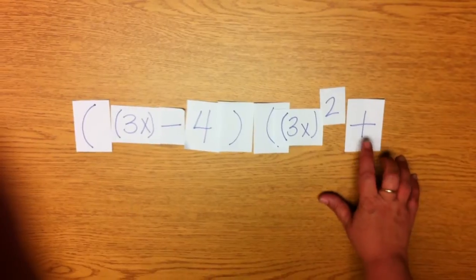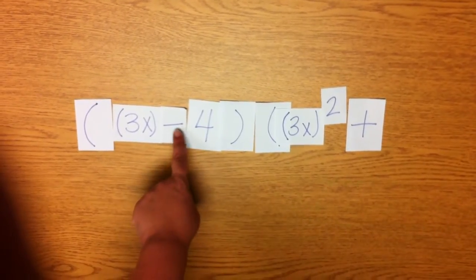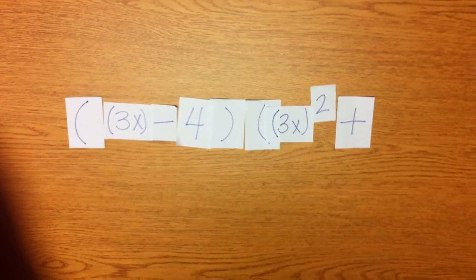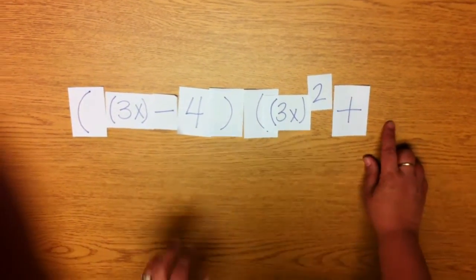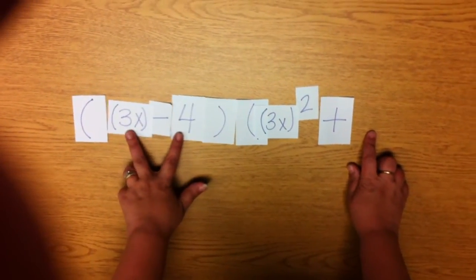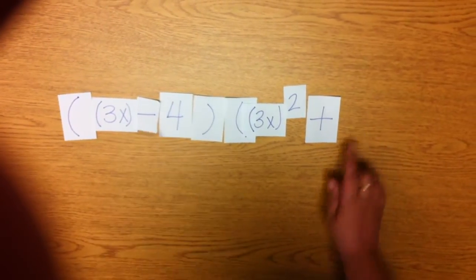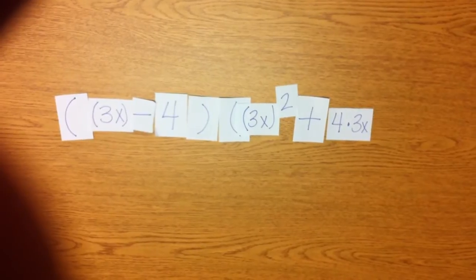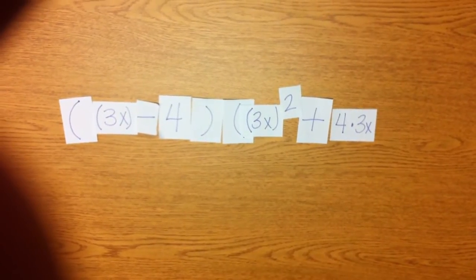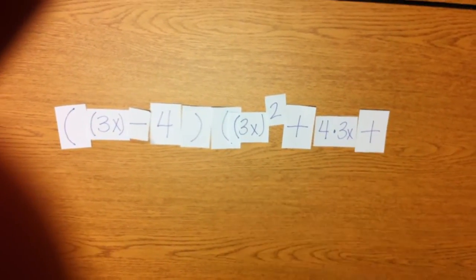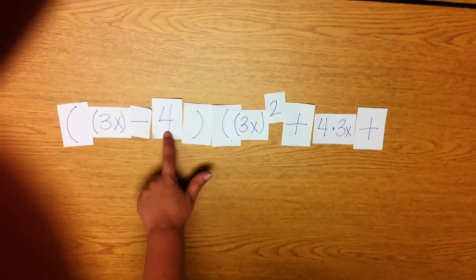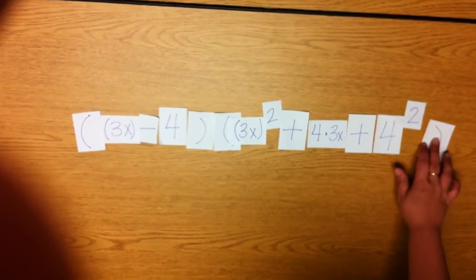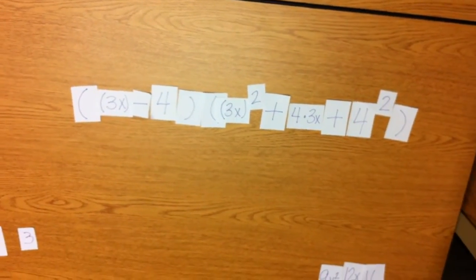Remember, the first sign in our trinomial is the opposite of the sign in the binomial. Our next term here comes from taking the product of 3x and 4. So I'm just going to show that we're multiplying those two together to have 4 times 3x. Our last term is always positive, and it's this term squared. So I'm showing that here and closing my parentheses.